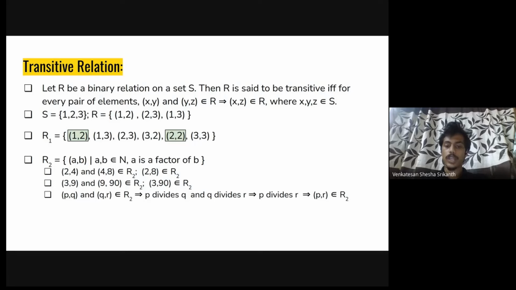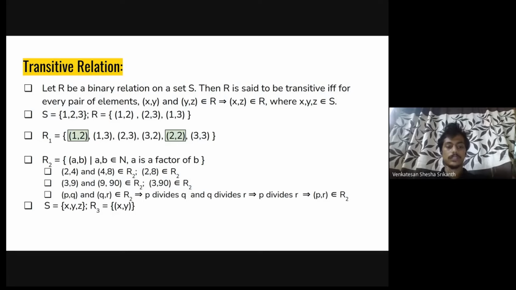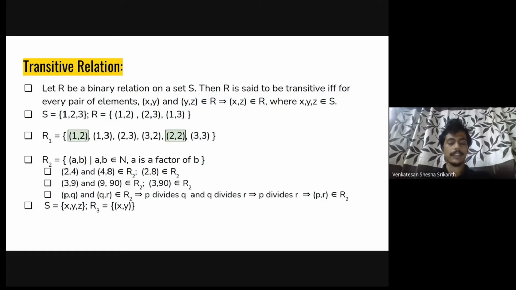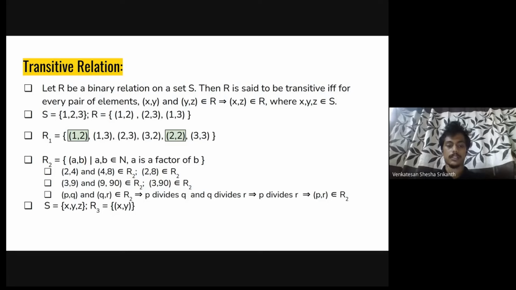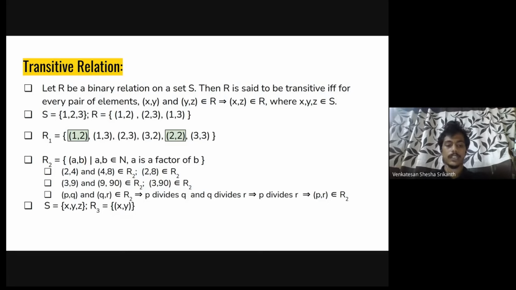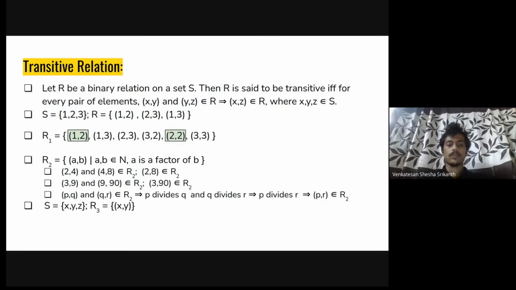So if you have two elements, then we go checking for the third element. That is what we are going to see. Suppose we are not having at least two, will it be transitive or not? Say I have a set S that contains x, y, z, and I define my relation R3 as a single element (x, y). What will I conclude now? Is this a transitive relation or not?